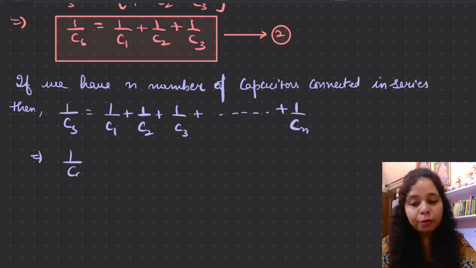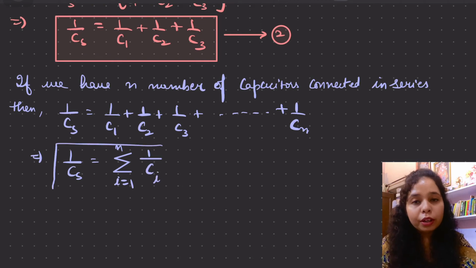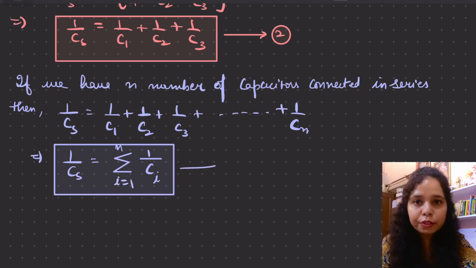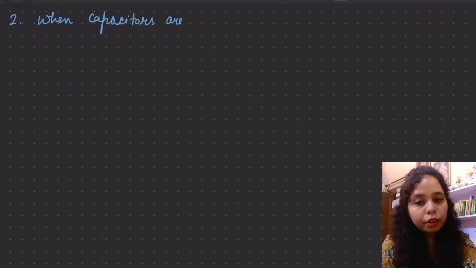Now in the form of summation we can write it as 1 upon CS is equal to the summation from i equals 1 to n, not 1 upon n, 1 to n, of 1 upon Ci. So this is the general way of writing the capacitance of the capacitors when they are connected in series. So this is our equation number 3, and this gives us a final expression for the capacitors when they are connected in series. Now moving to the second part, when the capacitors are connected in parallel.